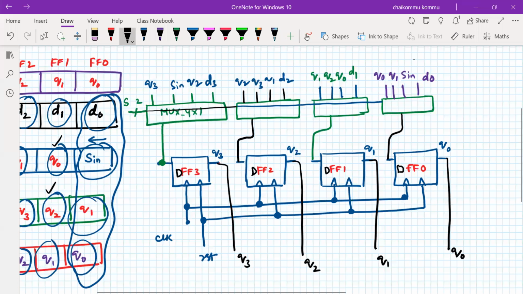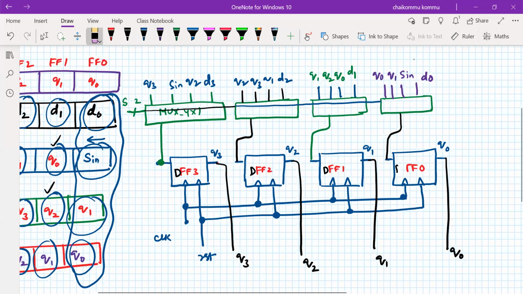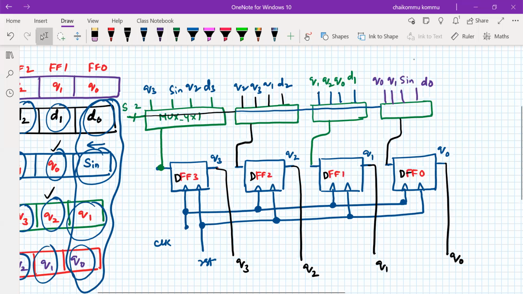Okay, if S is equal to 0, 0, one case I'm going to write. If S is equal to 0, 0 means this particular one will be selected. Please observe, this D0 is selected, this D1 is selected, this D2 is selected, this D3 is selected. So S is equal to 0, 0, the parallel loading of the information is happening there. Okay, are you agree with me? If S is equal to, sorry, 0, 1, what will happen? Second positions are selected. So in that situation, this will be selected, this will be selected, this will be selected, this will be selected. So therefore, what is happening there? Shift left operation will be performed.